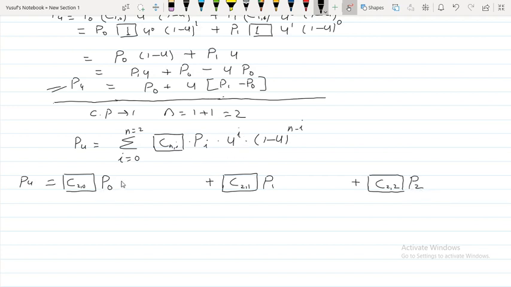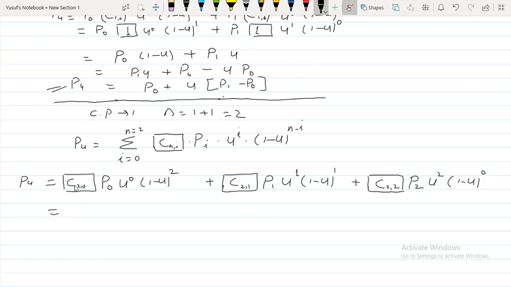Then third term is U. U raised to 0, I equal to 0. Next time U raised to 1, then U raised to 2. Then 1 minus U, 1 minus U raised to n minus I. N is 2, 2 minus 0 is 2. So first time 2, 1 minus U raised to 1, and then 1 minus U raised to 0. So it is the equation for one control point.